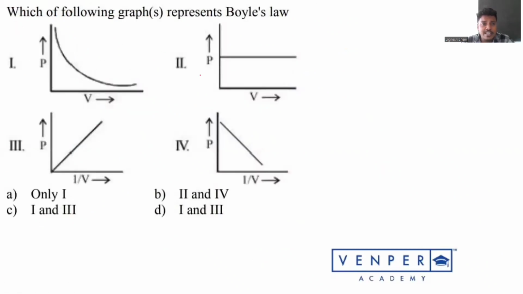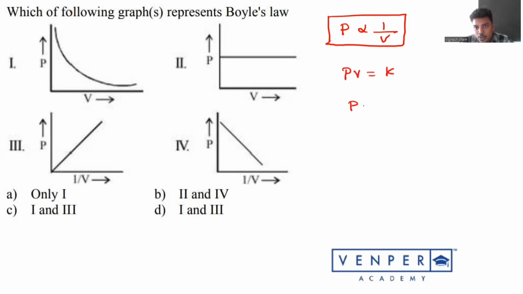Which of the following represents Boyle's law? What is Boyle's law? The pressure is inversely proportional to volume at constant temperature. Now we have to do the mathematical representation, right? PV is equal to constant. This is one formula, or P is equal to K into 1 by V.